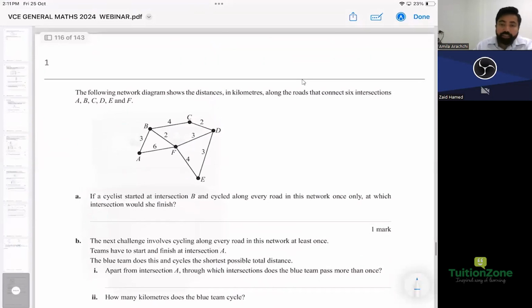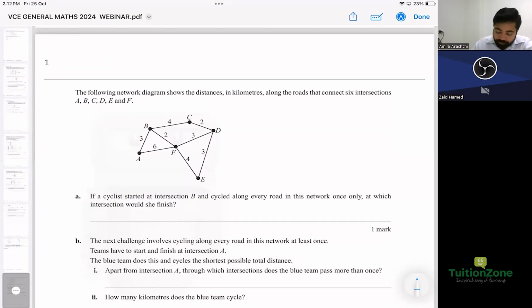Let's pick some questions to start with. Can we try the first question? What are we looking for? Cycled along every road once only. So road means edge. What do you call it? Just type the answers if you know it. You can go from there. At which intersection would she finish?